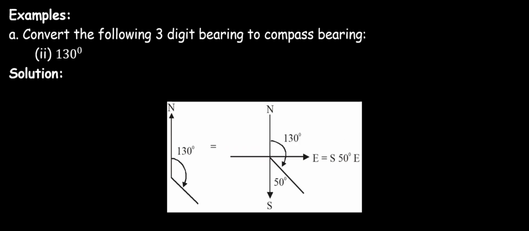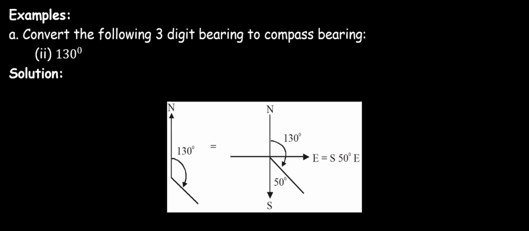The second example, we have 130 degrees 3-digit bearing. And in drawing that, from our 3-digit bearing diagram, the arrow will start from north, pointing downwards. But it must not reach 180 degrees, but it's above 90 degrees. Hence, it is represented there. Whereas representing it in compass bearing, we will have 50 degrees southeast. That is where the line is noted.